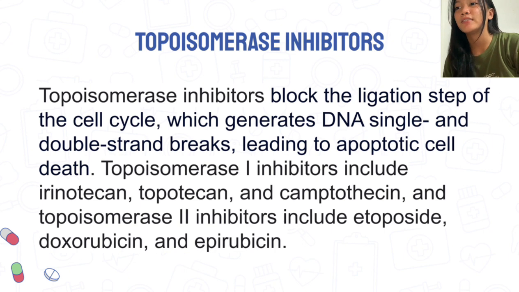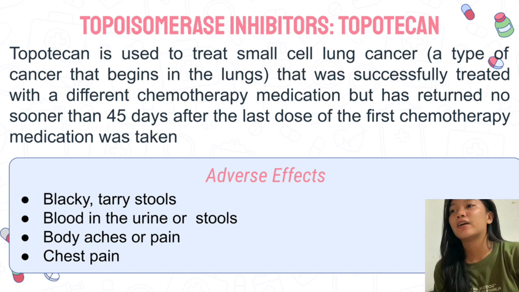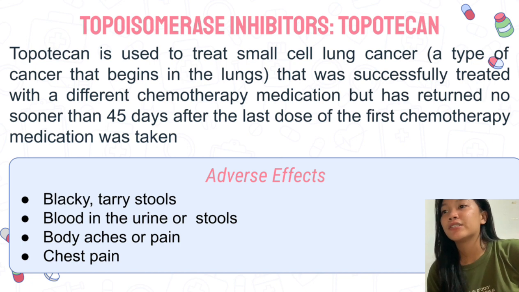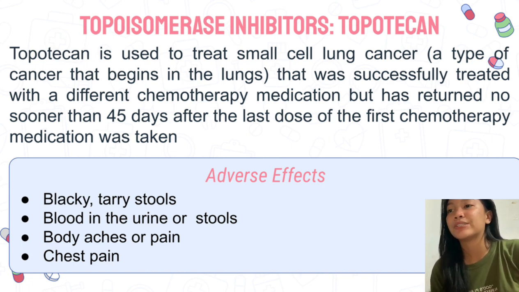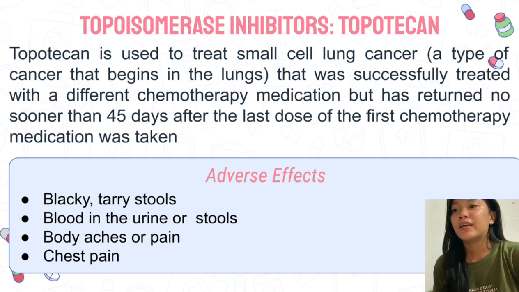The topoisomerase 2 inhibitors include etoposide, doxorubicin, and epirubicin. Topotecan is used to treat small cell lung cancer, a type of cancer that begins in the lungs, that was successfully treated with a different chemotherapy medication but has returned no sooner than 45 days after the last dose of the first chemotherapy medication was taken. The adverse effects of topotecan are black, tarry stool, blood in the urine or stools, body aches or pain, and chest pain.